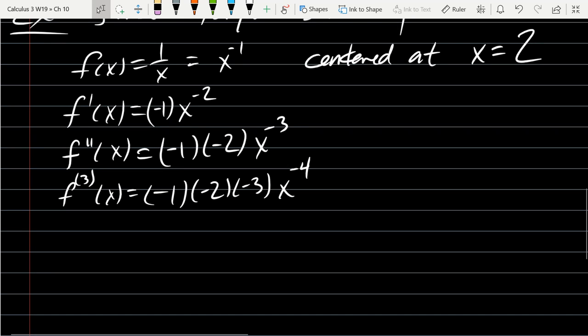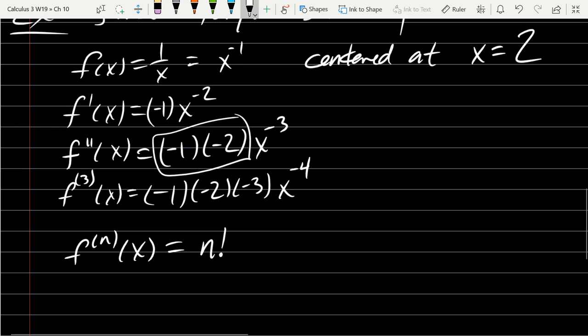All right, you see the pattern. So now we have to write fn of x. So I do see a factorial. It's an n factorial, same number of terms as our derivatives. So third derivative had 3 factorial, second derivative 2 factorial. So nth derivative, n factorial. What else is happening? They're negative. So is every term negative? So two wrongs make a right. So every other term is negative. So the even terms are positive, the odd terms are negative.